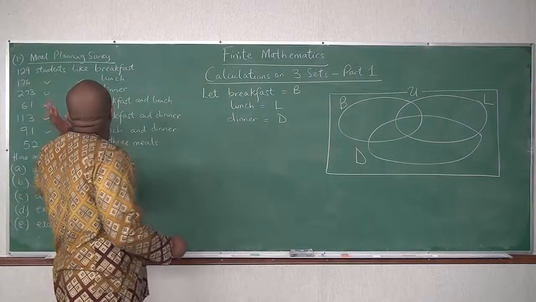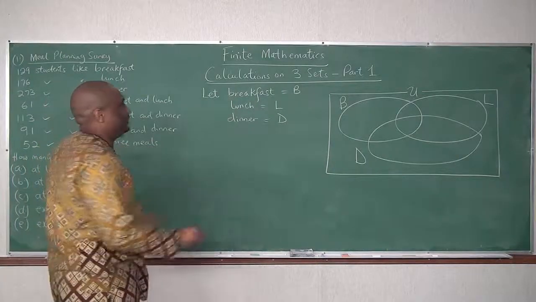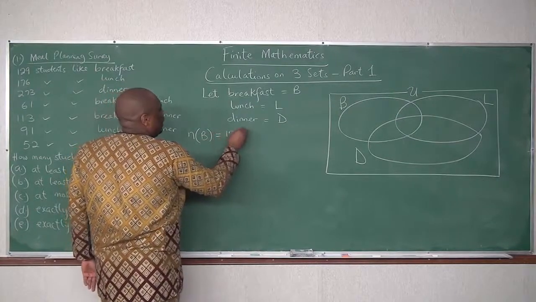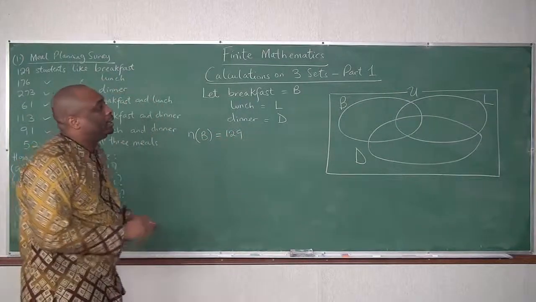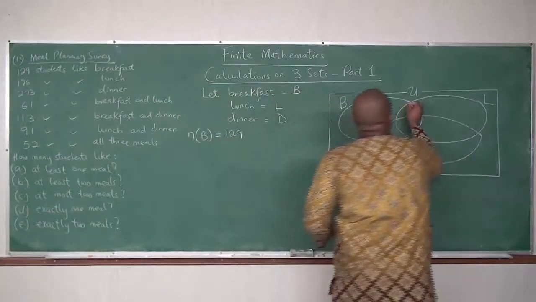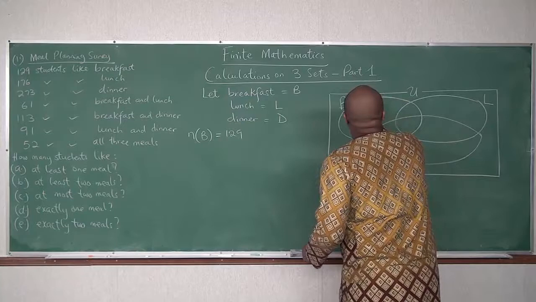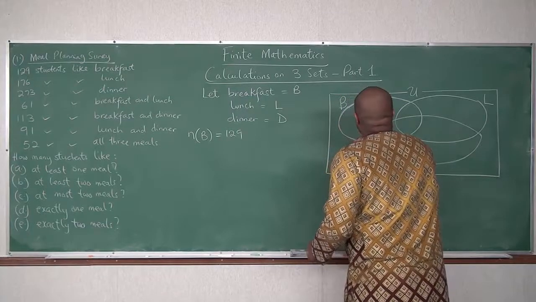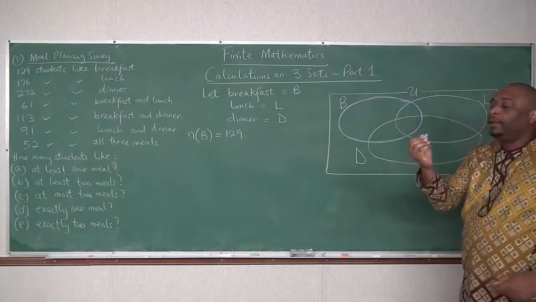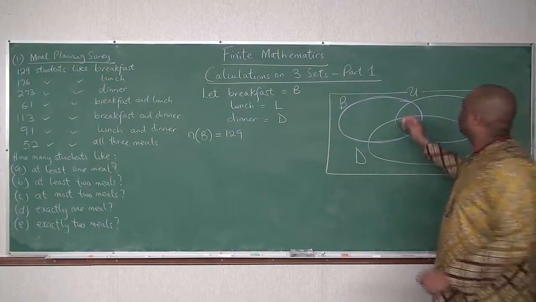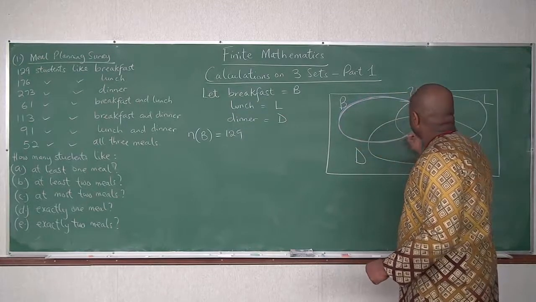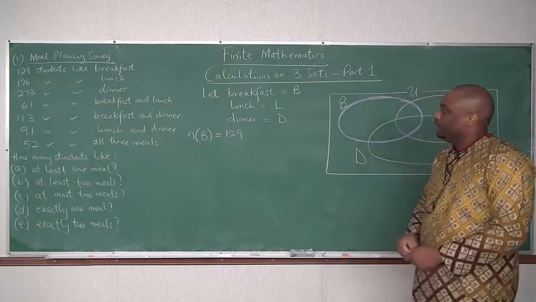Now they said 129 students like breakfast. So cardinality of B is 129. But this does not mean 129 only. Look, this means the 129 students is this B here. Everybody here, I'm doing it with this chalk. Everybody here is 129 students that like breakfast. Everybody in this circle.